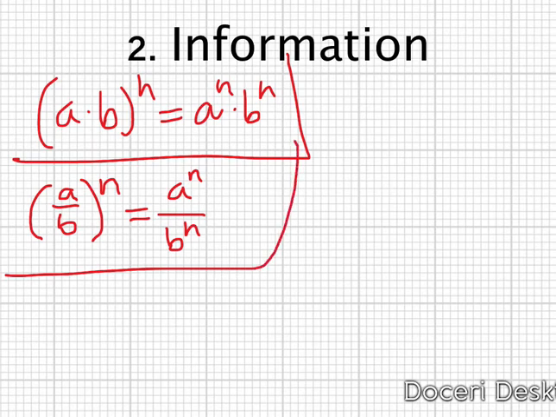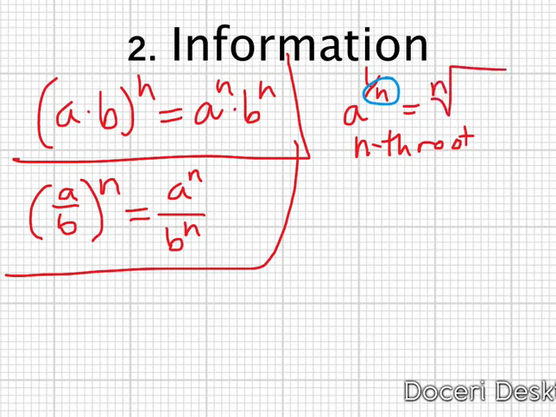Next property, last 2 properties. What if I have the fractional exponent, a to the 1 over n? This is saying whatever my n is, that's the root I take of it. That's the nth root. It's another way of saying the nth root. If it was 1/2, it'd be the square root.